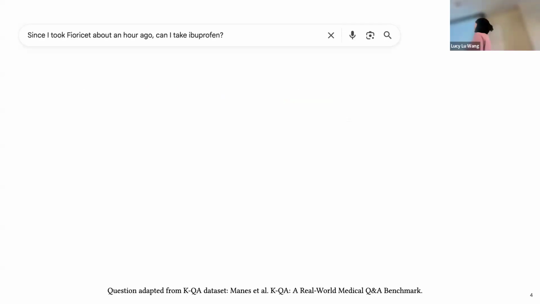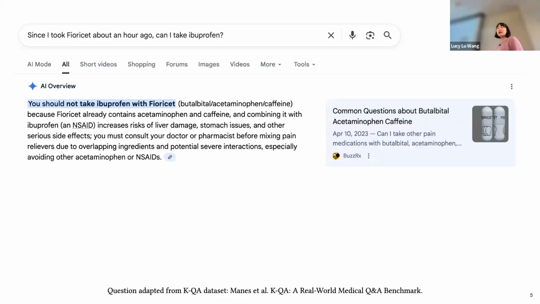So, right, I might, as a healthcare consumer, go to my search engine and plug in a question like this. This is a question adapted from the KQA data set, a curated data set of health questions found on user-facing forums. The data set also nicely provides ground truth answers that were written by a panel of physicians, so we have some idea of what the correct answer is. A couple weeks ago I put this question in: since I took Fioricet about an hour ago, can I take ibuprofen? This is the response that I got.